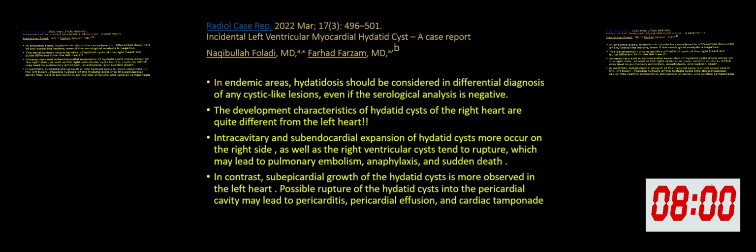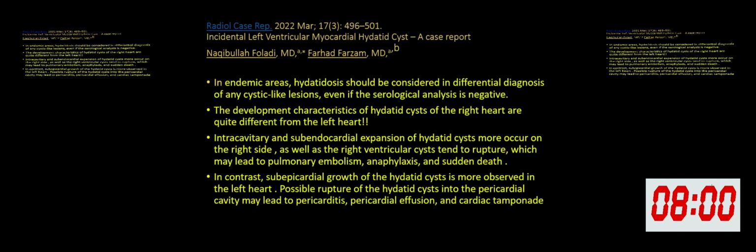And the developmental characteristics of the right heart hydatid cyst are quite different from the left heart. On the right side, an intracavitary and subendocardial expansion of the cyst can occur, and they tend to rupture, which can lead to pulmonary embolism, anaphylaxis and death. But on the left side, there is a subepicardial growth of the hydatid cyst.